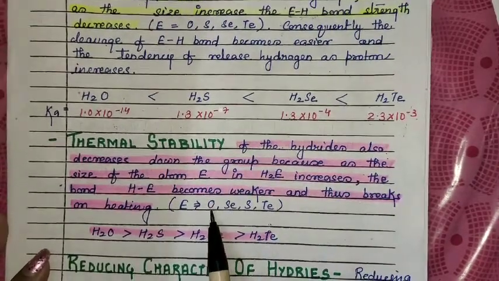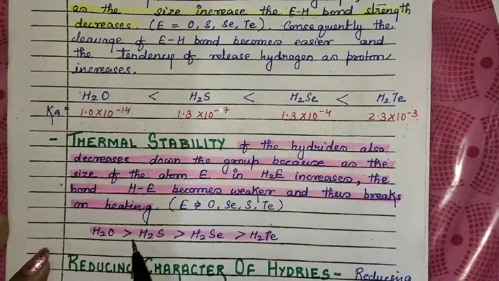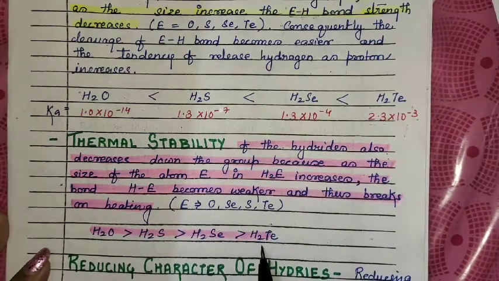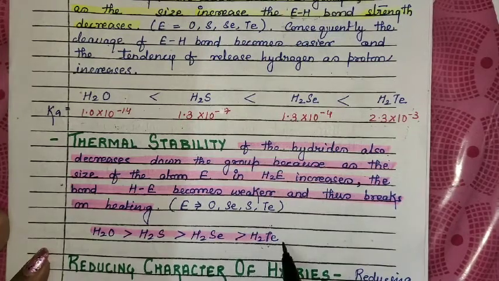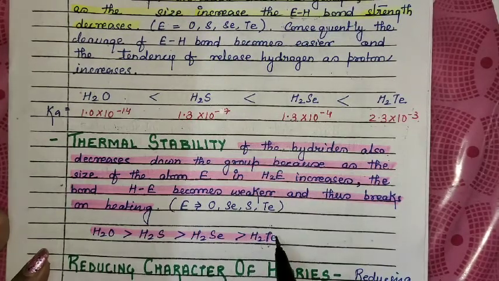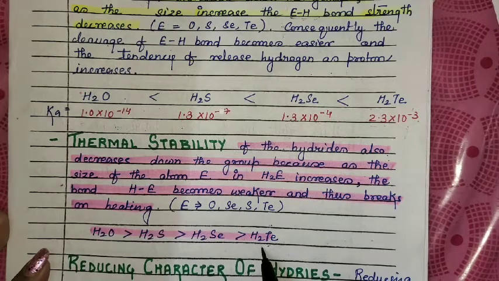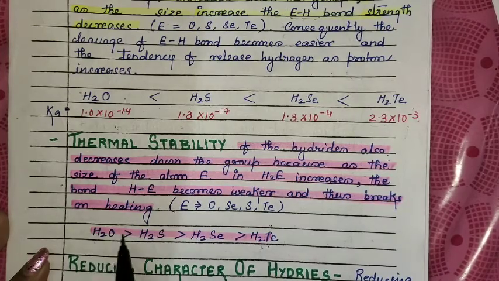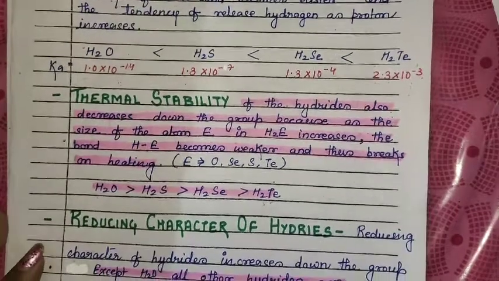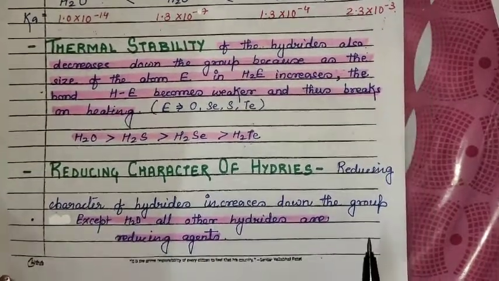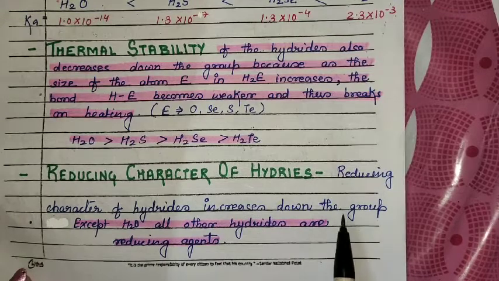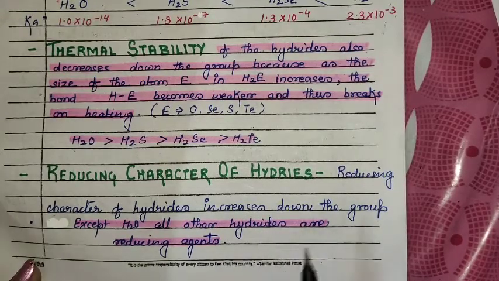Similarly, the thermal stability of the hydrides decreases down the group because of the E-H bond strength only. Since the E-H bond strength decreases, as soon as it is heated, the bond breaks, and this particular compound H2Te is least thermally stable because the bond between H and Te is very weak, but H2O is most stable.